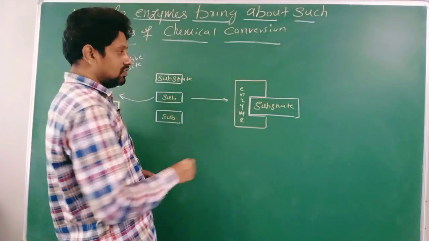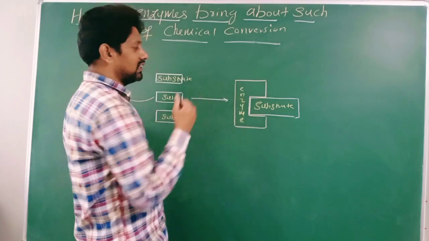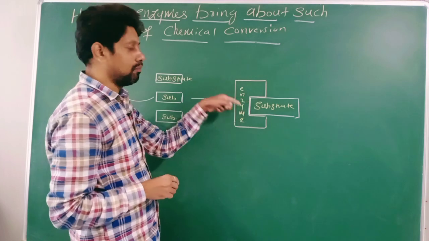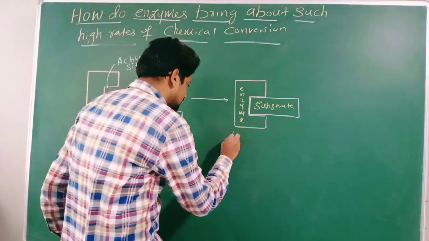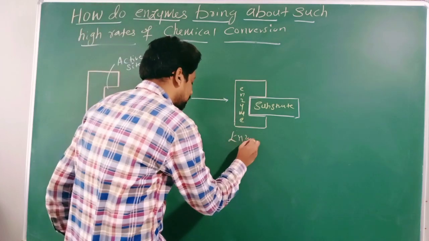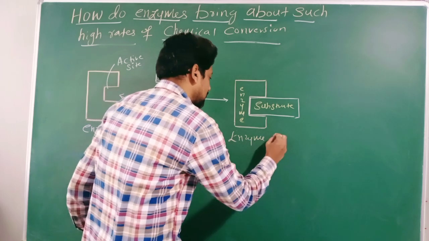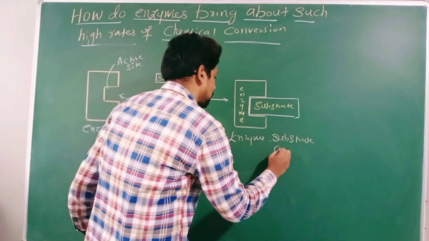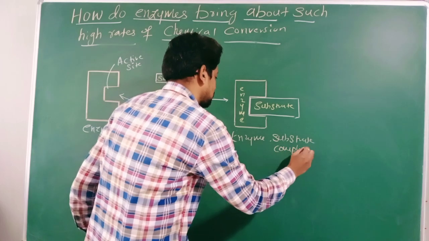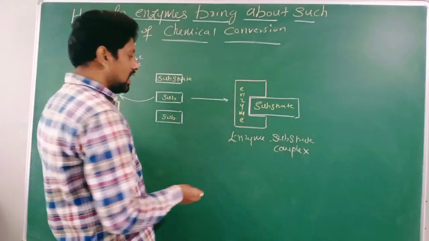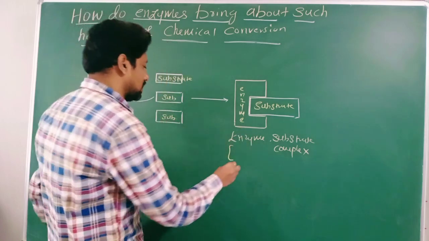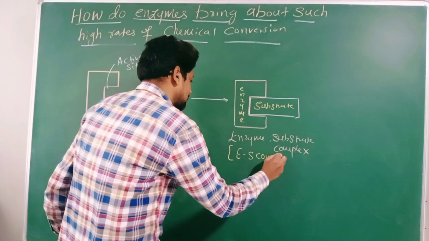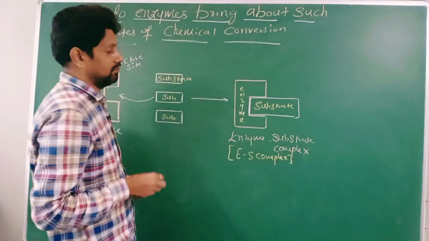See, the substrate has bound in the active site of an enzyme. So what is formed? Enzyme substrate complex is formed. I am writing the shortcut of this enzyme substrate complex. Enzyme substrate complex is formed.